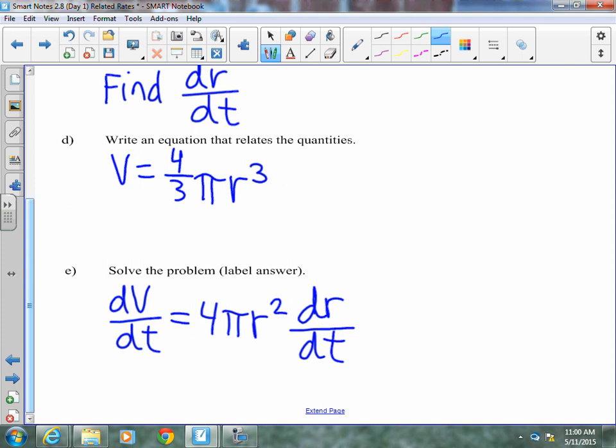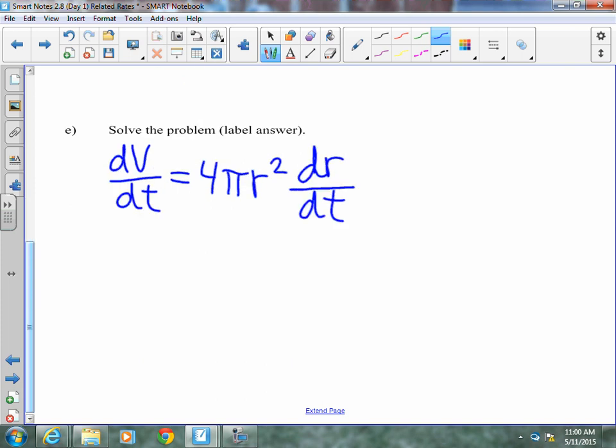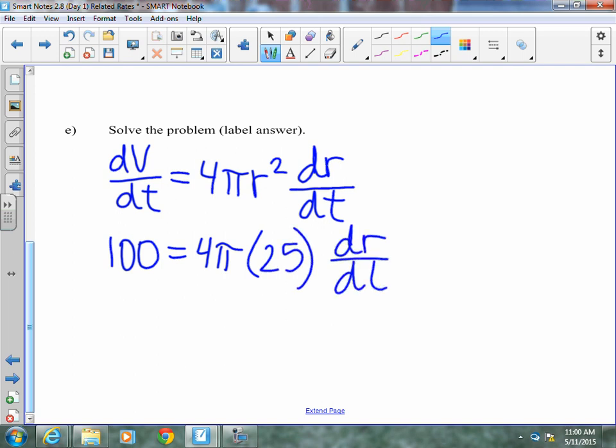So, now let's plug in what we know. We know dV/dt is 100. 4 pi is a constant, and r is 25. Then we need to solve for dr/dt. Go ahead, do some algebra, solve for dr/dt. We will talk about these solutions tomorrow.